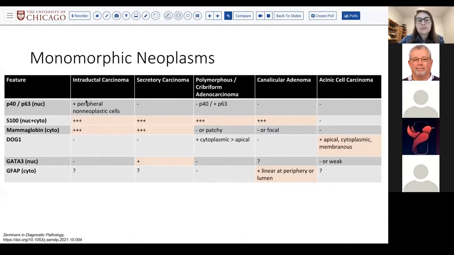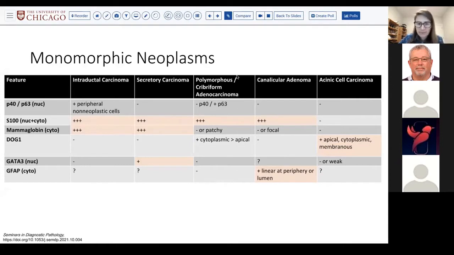That's with the exception of an intraductal carcinoma that is theoretically contained within a duct, so it'll have that P40, P63 positive outer layer. But as you can see, many of these are diffusely strongly positive for S100. Only a couple, including of course secretory, are positive for mammaglobin. And between the P40, the S100, the mammaglobin, and the morphology, you can come to a differential diagnosis. In this case, the morphology is very good.